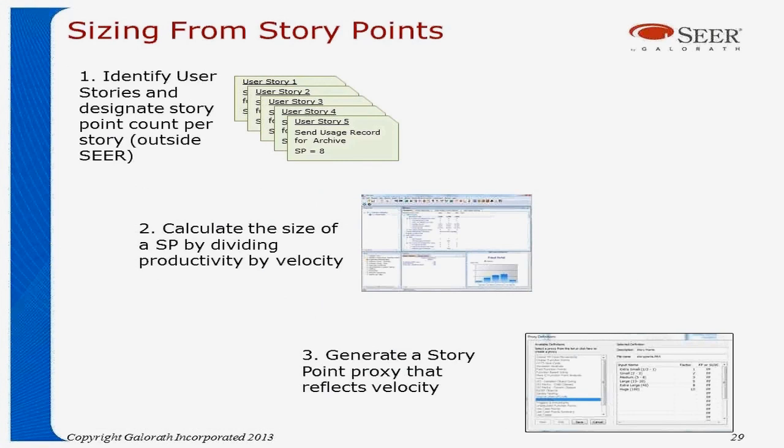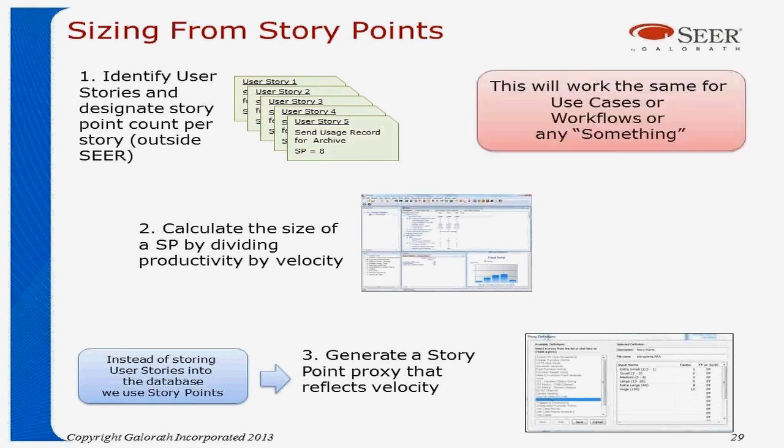So let's look at the sizing from story points. So the first two steps remain the same. You identify your user stories, and you have them pointed. That's done outside of SEER. You calculate your size, your velocity, and the size relationship. But this time, instead of assigning the sizing information to the user stories, what we're going to do is generate a story point proxy that allows us to use that velocity measure. Again, this will work for use cases or workflows, anything that you can describe using effort.